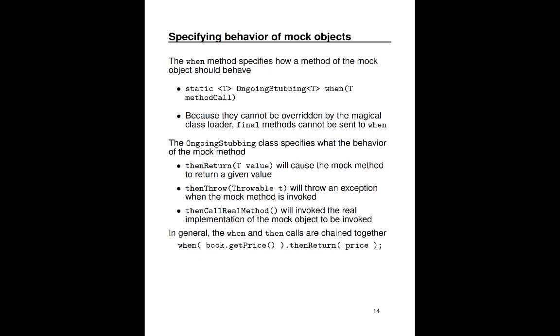So after you've invoked when, it returns this object that's called OngoingStubbing, and it provides methods that specify what behavior the mock object should have when that method is invoked. So we saw this in the previous example. You can invoke thenReturn to have the mock object return a particular value when that mock method is invoked. You can also specify that when that mock method is invoked, an exception should be thrown by calling thenThrow on the thing returned by the when. If you're mocking a class, you can also have the mock object call the real method, which might be appropriate in some cases.